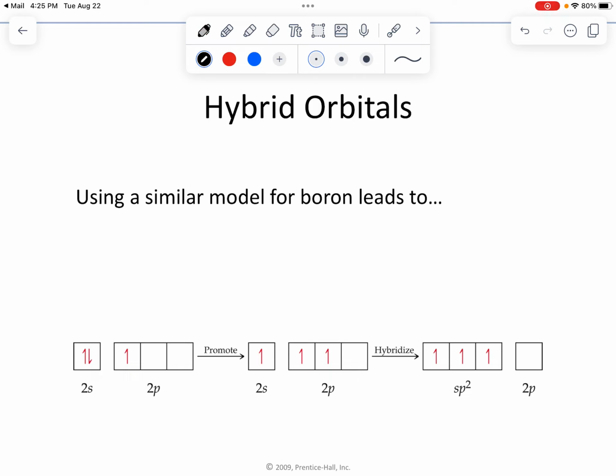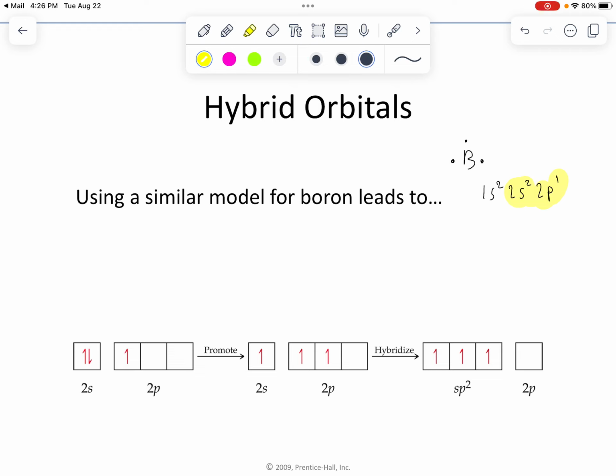So with boron, 1s2, 2s2, 2p3. Oh, 2p1, sorry. I got ahead of myself. 2p1. So then those are our valence electrons, and that's consistent with the picture of boron we started with, 3 electrons around the central boron atom.